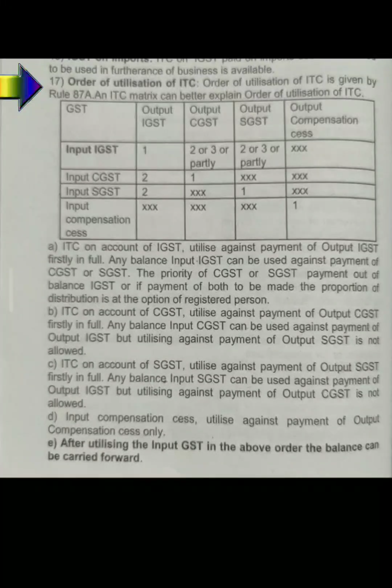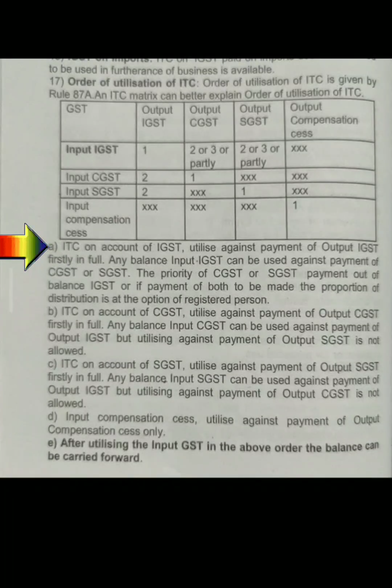The first note on order of utilization: ITC on the account of IGST. Utilize against payment of output IGST firstly in full. Any balance input IGST can be used against payment of CGST or SGST. The priority of CGST or SGST payment out of balance IGST, or if payment of both is to be made, the proportion of distribution is at the option of the registered person.